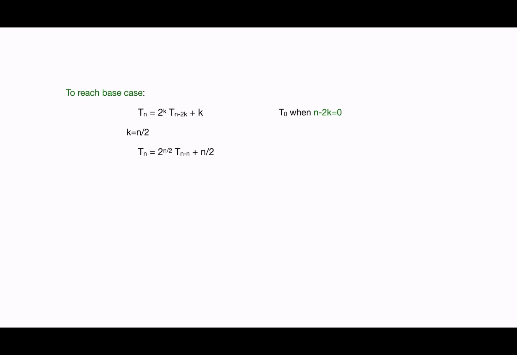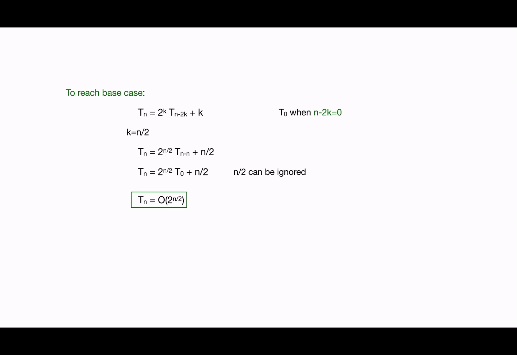When we put this value in the equation, we get 2 raised to power n divided by 2 times Tn minus n, plus n divided by 2. So here we get the T0 term, which we can ignore, and 2 raised to power n divided by 2 is much larger than n divided by 2, so we can ignore n divided by 2. And finally we get Tn equals 2 raised to power n divided by 2. Let's wrap it in O, and this is how we get the complexity.